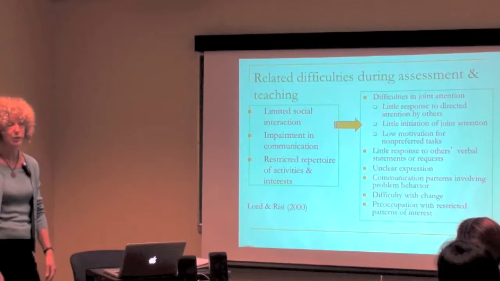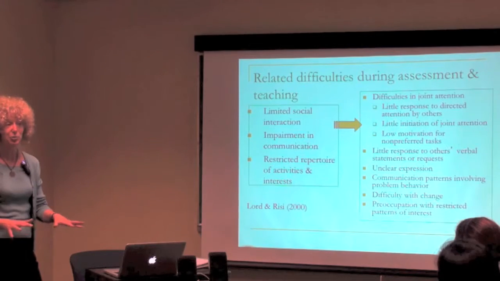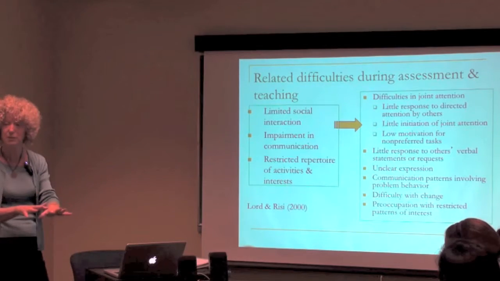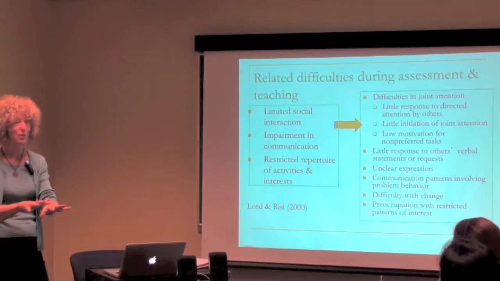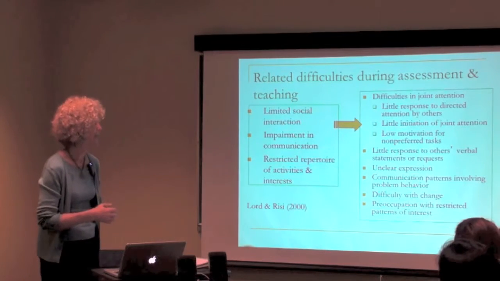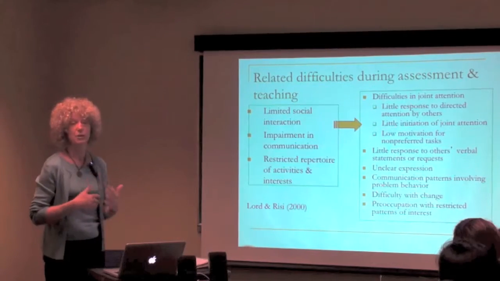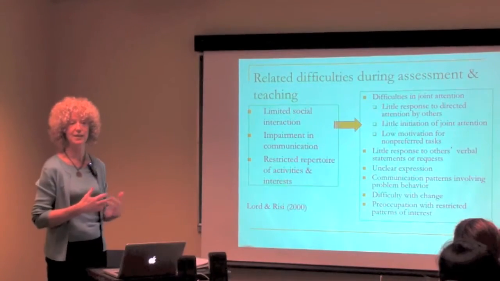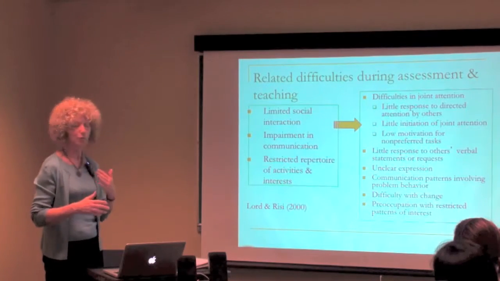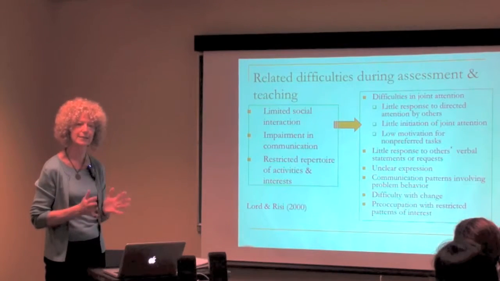One, of course, is in the area of joint attention. In terms of assessment and teaching, joint attention, focusing on a task, either a visual task or a written task, together with another person or with a group of people, is kind of key to our whole learning and assessment process. And that's challenging to people with autism. Also, not much motivation for things that they didn't choose to do, that aren't preferred. Verbal input to people with autism is often not attended to.